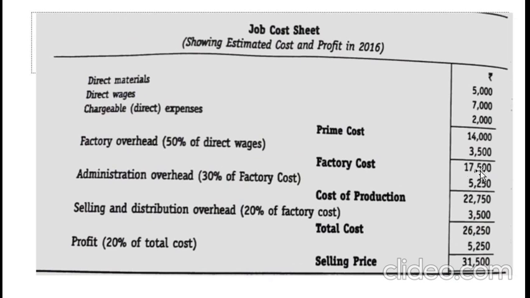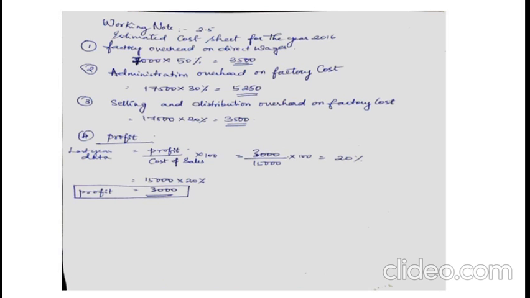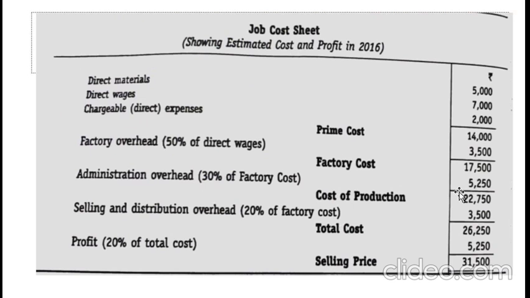So in this estimated cost sheet, 20% on factory cost. What is your factory cost? 17,500 into 20% in your working note will give you 3,500. So you have taken here 3,500. Then after getting your selling and distribution expense, you will add your cost of production, which is 22,750 plus 3,500. You will be getting the total cost, which is 26,250.